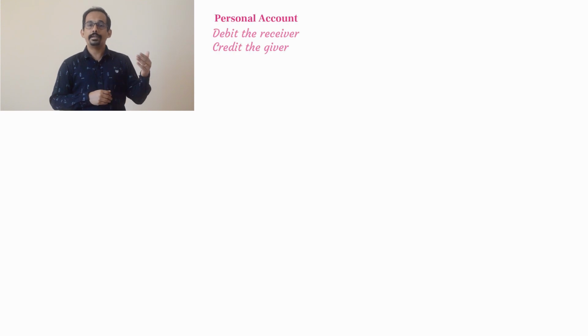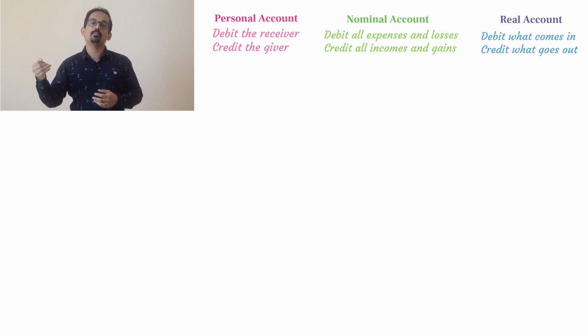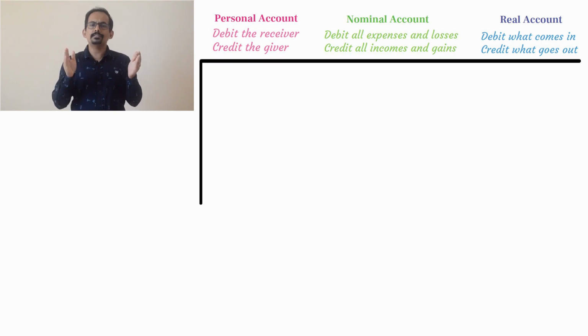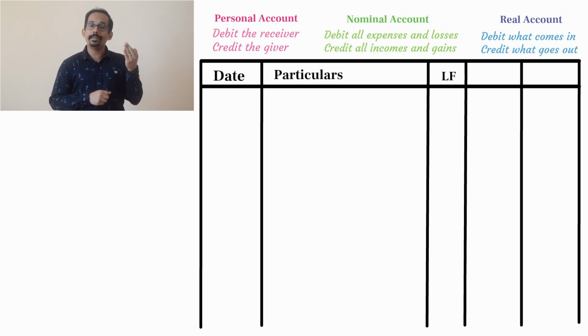Now let's see what a journal looks like and how the journal entry is passed into the journal. I'll just highlight the rules of accounting so that we can refer to them here. Personal account, the rule is debit the receiver and credit the giver. For nominal account, debit all expenses and losses, credit all incomes and gains. And for real account, debit what comes in and credit what goes out. A journal consists of 5 columns, namely date, particulars, ledger folio, debit column and credit column.